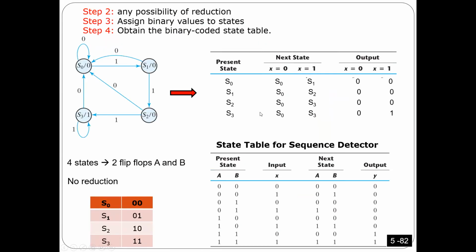Yeah. So here I decided you can put any number. It doesn't matter, because the output of the circuit is not coming from the states. The output of the circuit is coming from Y. You know what I'm saying?